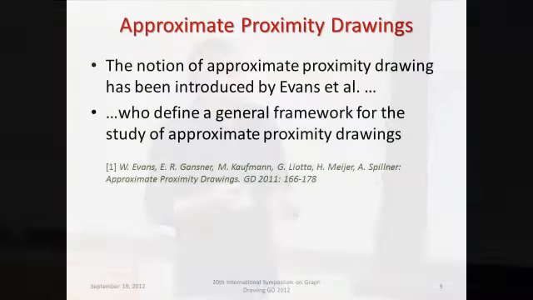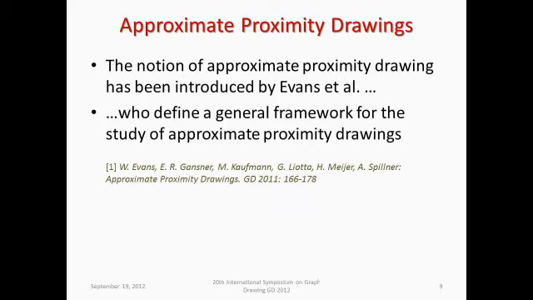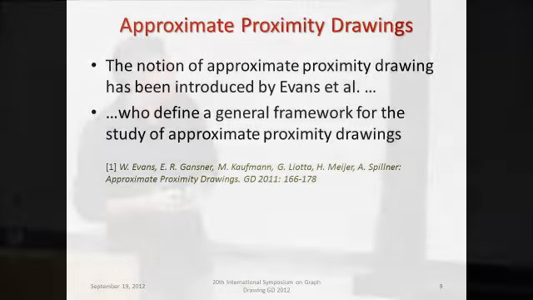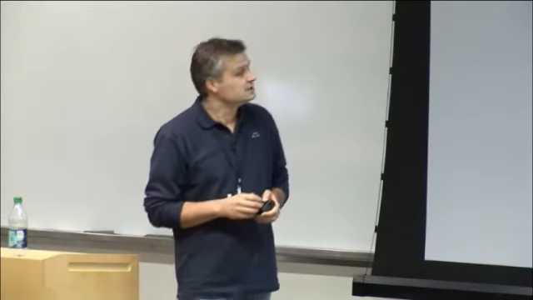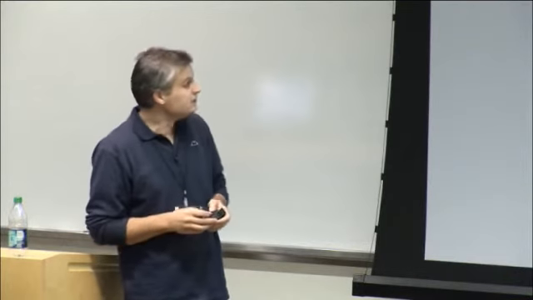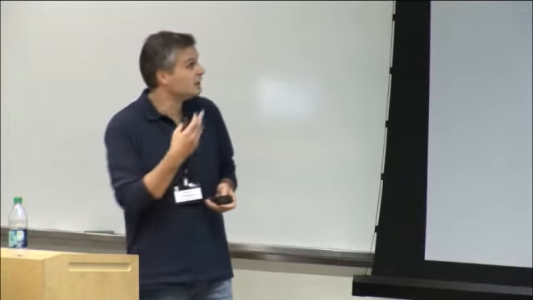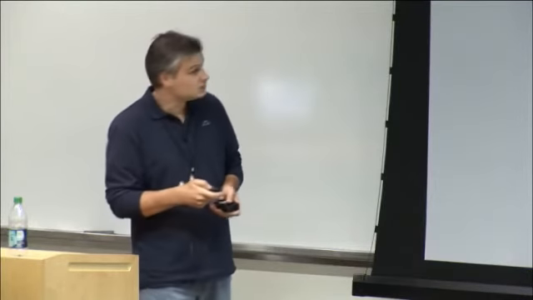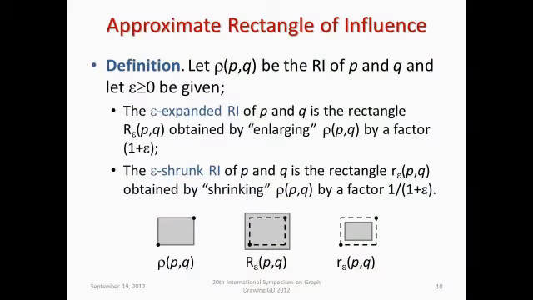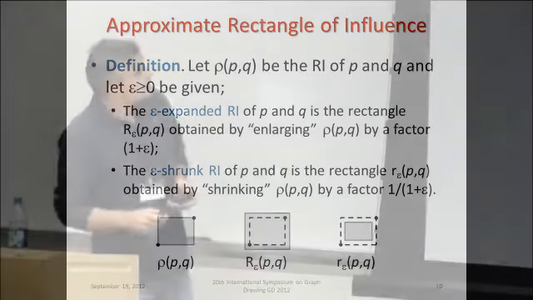Another possibility is to use the approximate version of the problem. Approximate proximity is a concept that has been introduced last year in a paper by Evans et al., where a general framework for the study of approximate proximity drawing has been introduced. And so we will study the problem within this framework. So let me define what an approximate rectangle of influence drawing is.